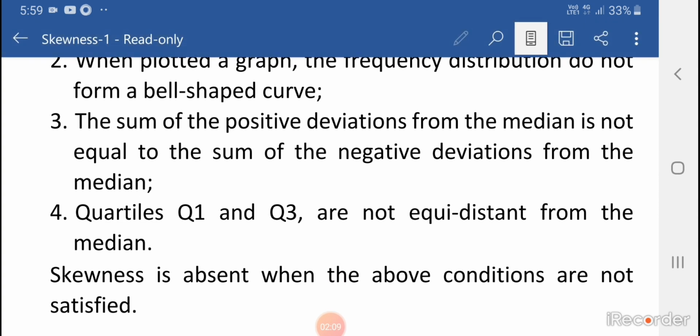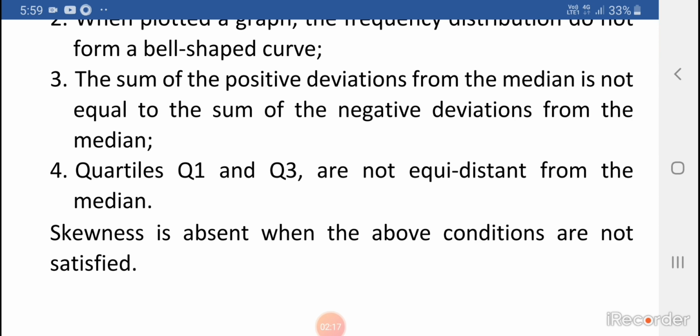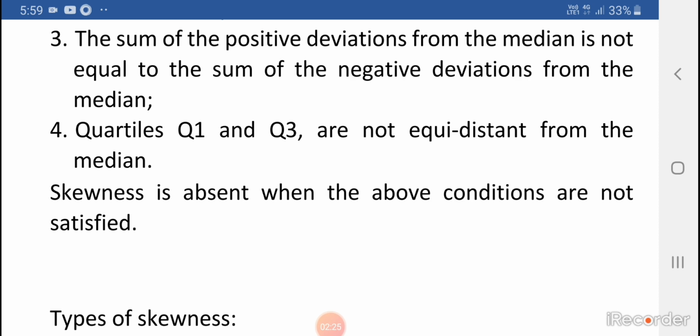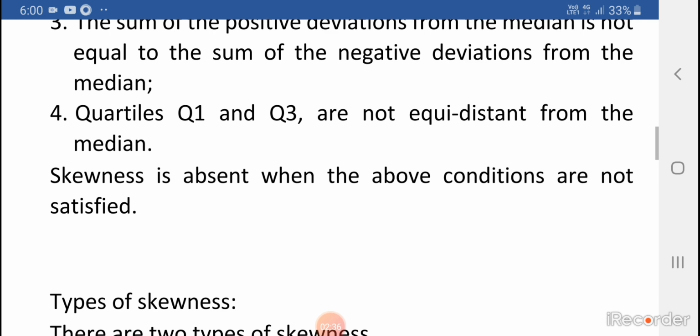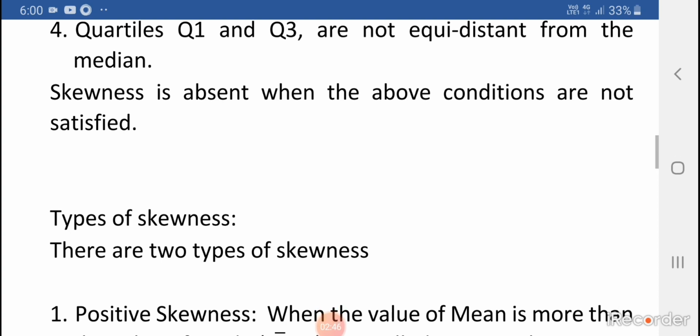One more thing is we have to find deviations, that is D, that is x minus median. In that case, the total of positive deviations and the total of negative deviations will not be the same. And the fourth and last condition is that the distance between Q1 and Q2 and between Q2 and Q3 will not be the same. That means it will not be equidistant. In case these four conditions are satisfied, it is said to be a skewed distribution. And in case these conditions are not satisfied, it is a symmetrical distribution.